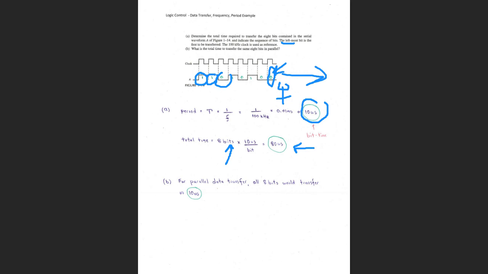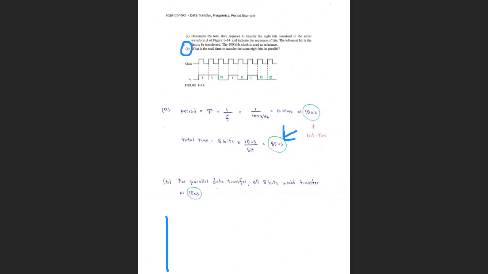So that would be the first part of this practice problem. And then the second part asks, it's going to take a total of 80 microseconds to move this data serially, but what if I do it in parallel? That's part B. If I do it in parallel, instead of having one line, you'll have 8 lines. You'll have your device, wherever this is coming from, and you'll have 8 of these lines. And this bit right here, like that one, is sitting right here.